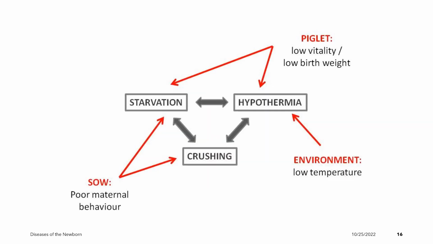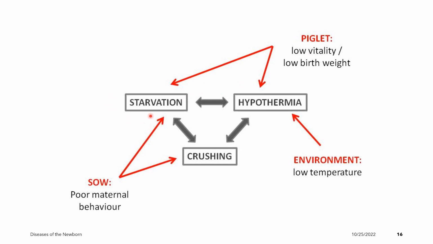So this diagram shows the interactive events occurring in the hypothermia, starvation, crushing complex. These three factors are the major contributors to the mortality of the newborn piglet and increase the pre-weaning mortality. So these are the different factors that will influence the development of these conditions.